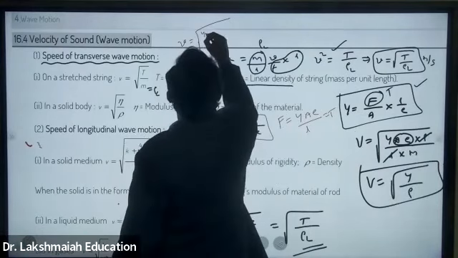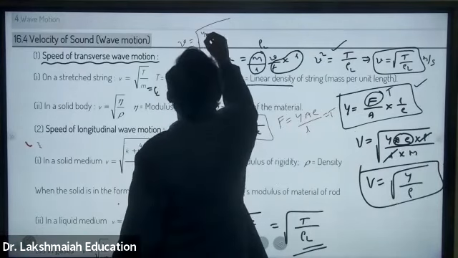Shall I repeat? This bulk modulus I am writing. So bulk modulus, Ramesh: delta P upon delta V upon V. So bulk modulus K is equal to how much? Delta P upon delta V upon V. So that is P into V by delta V. Delta V by V means V by delta V.